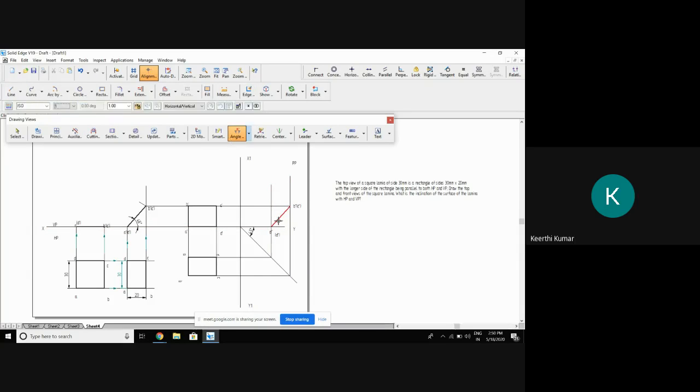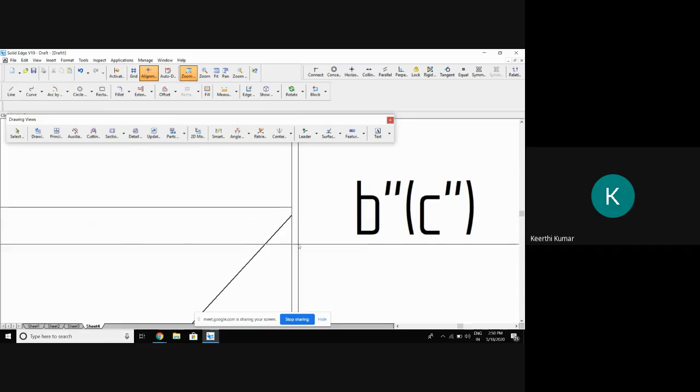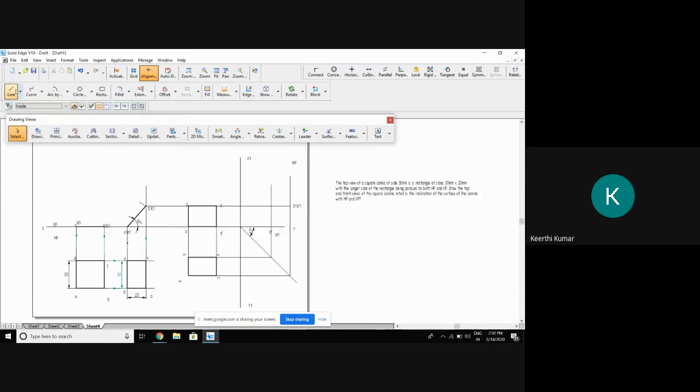Now you measure. Still, I've made some mistake. I check where it is. Yeah, here. Still, it is not connected. Intersection. Now it will be 48. This is with respect to HP. This angle is with respect to VP. It will be 42, 90 minus 48.